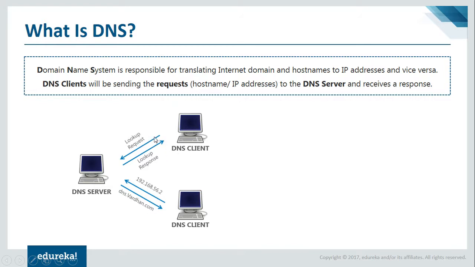In the first image, I've just shown you how the request goes to the server and how the response comes back from the server to the client. Here I've shown you that the client can send a request in the form of an IP address. Then the server would return the domain name or host name, and vice versa. If the client sends the host name, the response would be in the form of an IP address, and that IP address can be used to reach the actual server.